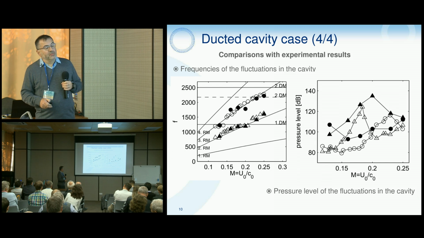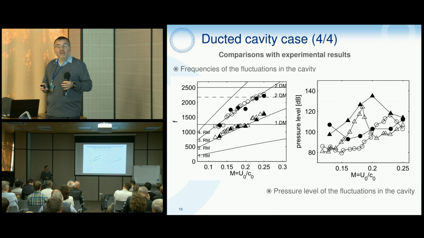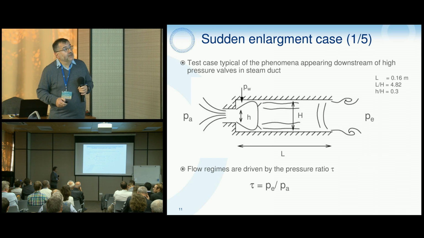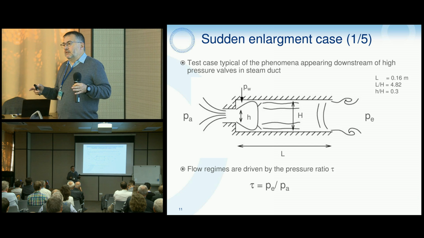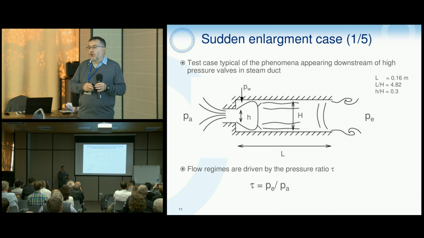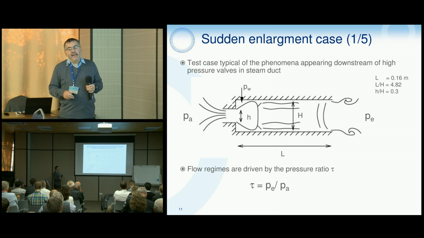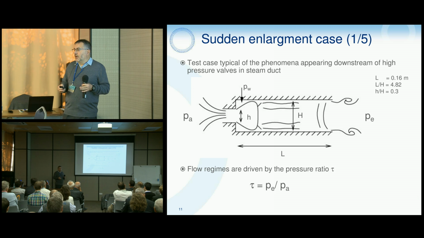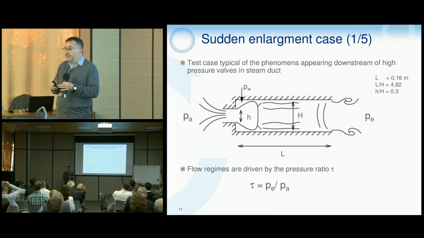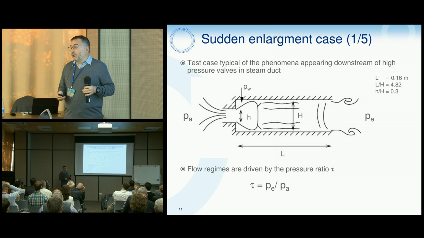Despite some discrepancies, most of the physical phenomena have been retrieved by our calculations. Another case, which is completely different. In the first case, for the gate valve, it was a constant pressure flow. Here, it's a case dealing with the high pressure valve, especially when the aperture is very low, and when the pressure ratio is very high.